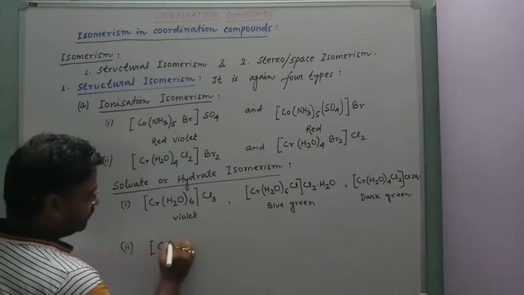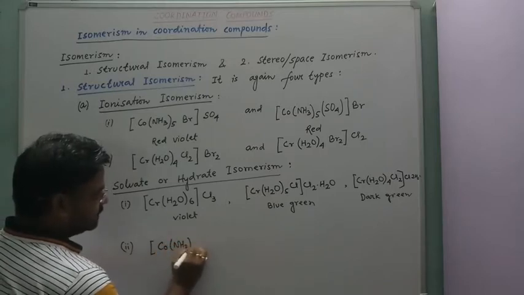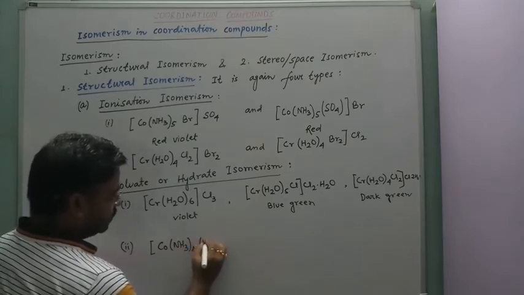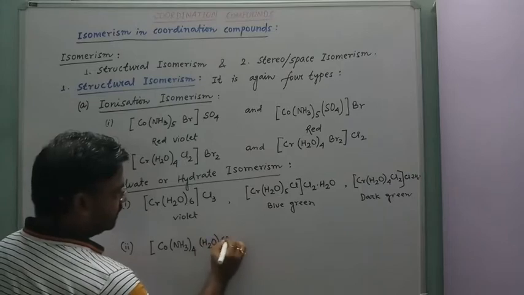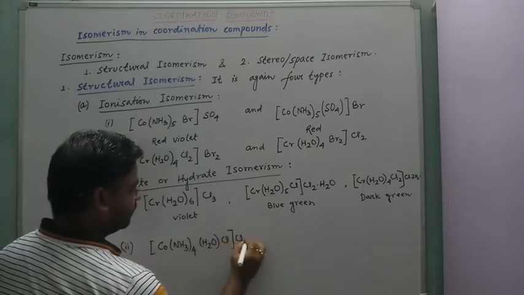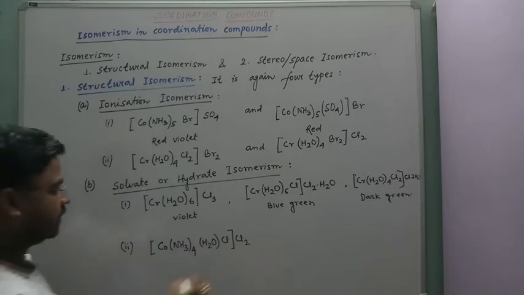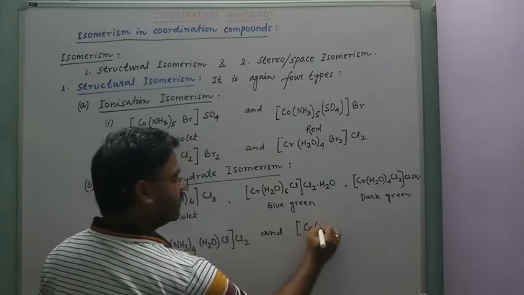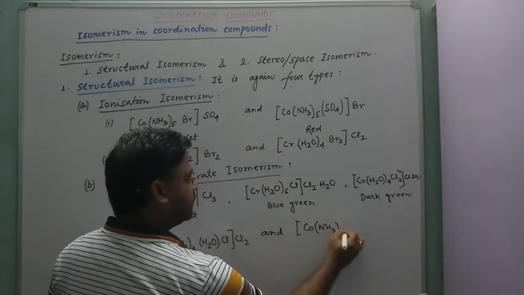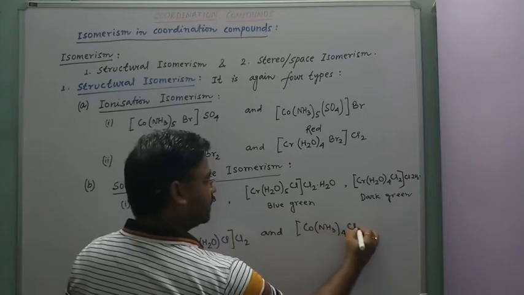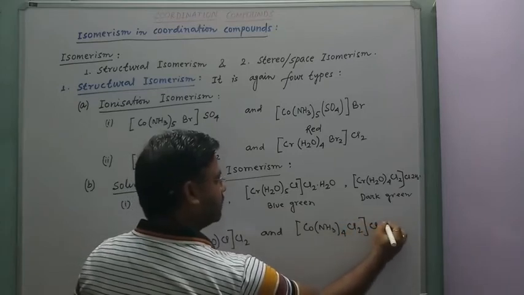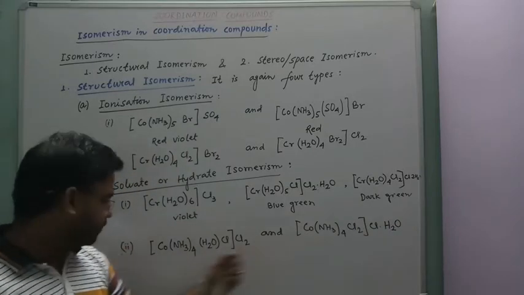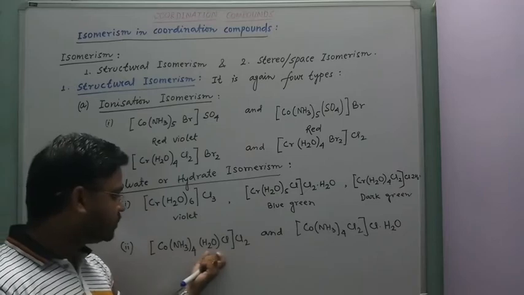[Co(NH3)4(H2O)Cl]Cl2 and [Co(NH3)4Cl2]Cl·H2O. So in this compound, cobalt central atom, 4 NH3, 1 H2O and 1 Cl.